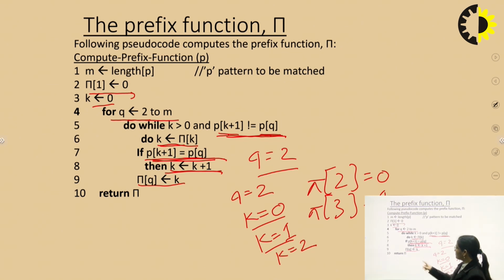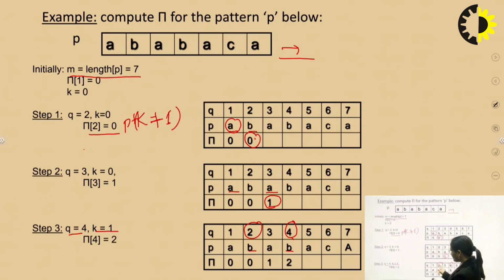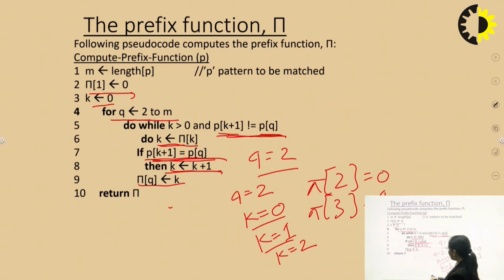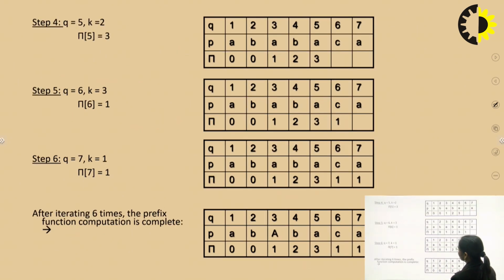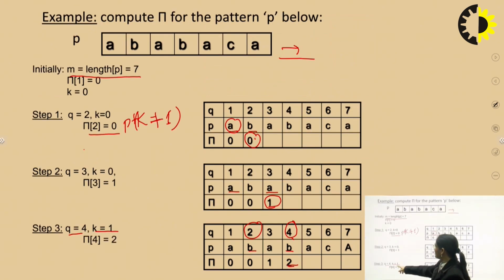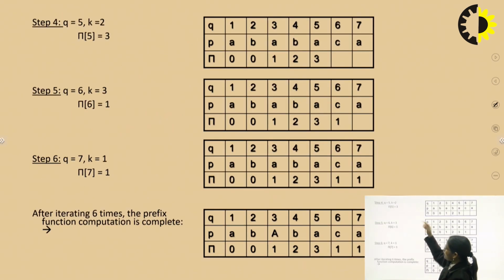And the value of pi[4] equals k. So the value of pi[4] is set as 2. In this case, we set the value of pi[4] as 2. Then again we have to move forward. Step 4, q equals 5, and here the value of k is 2. So now what do we have to compare? We have to compare p5 with p3.